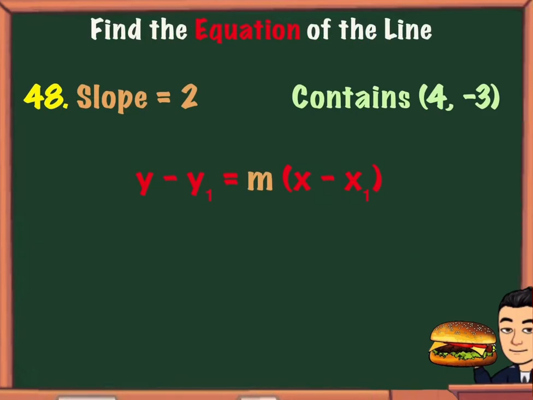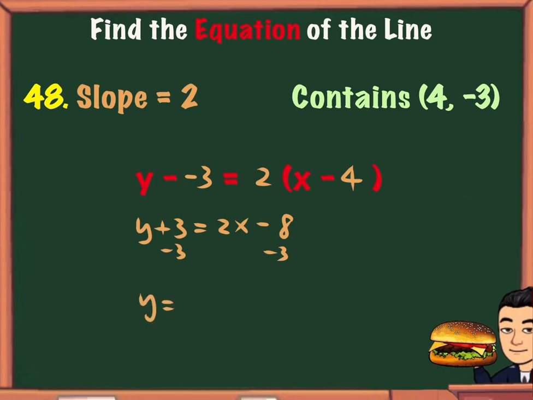Let's use the point-slope formula to find the equation of the line. We know that the slope is positive 2. x1 is positive 4. y1 is negative 3. Let's rewrite this as y plus 3 equals 2x minus 8. Subtract 3 on both sides. You get y equals 2x minus 11.